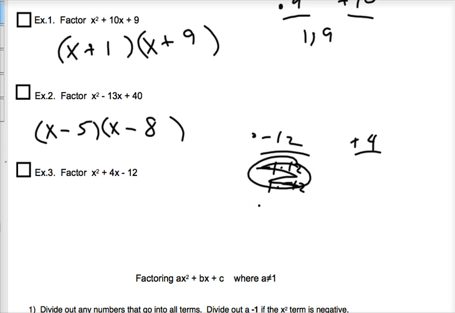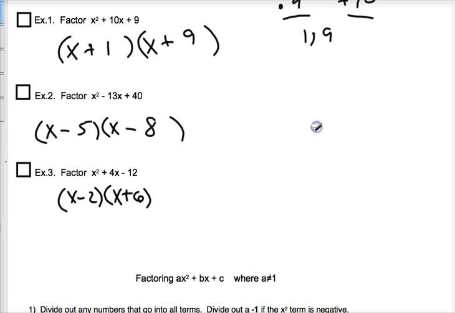Let's try 2. Negative 2 and 6. That adds up to 4. That's what we want. So I'm going to have x minus 2, x plus 6, and again, it could be x plus 6, x minus 2 in that order. That would be fine. One of the worksheets that I give you has got something that looks a little trickier.